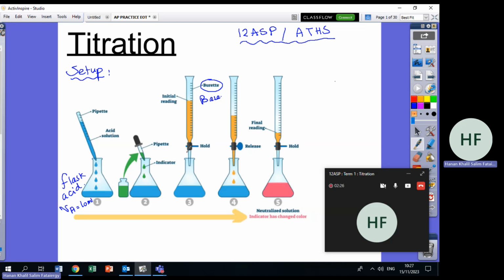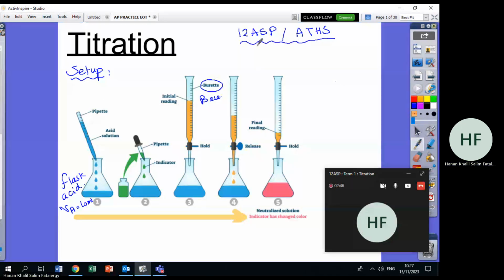Now the solution in the flask is ready. Now in the burette, I will fill it with the base. And in titration, I will be adding the base. I stop adding base when the color of the indicator changes. So that is general titration. Now in titration, there are two substances that I want you to know.